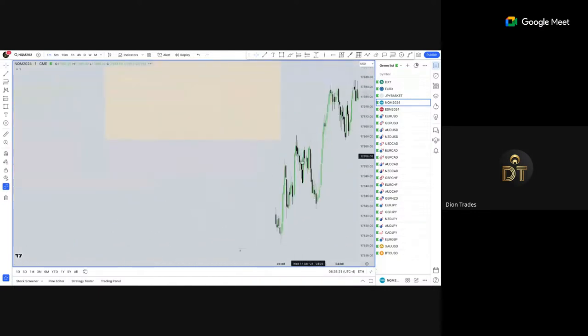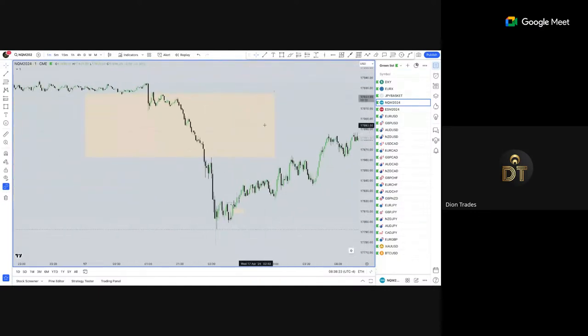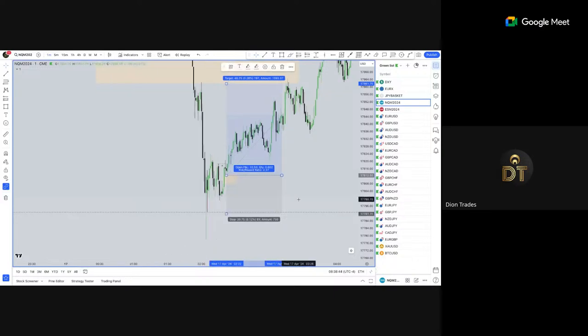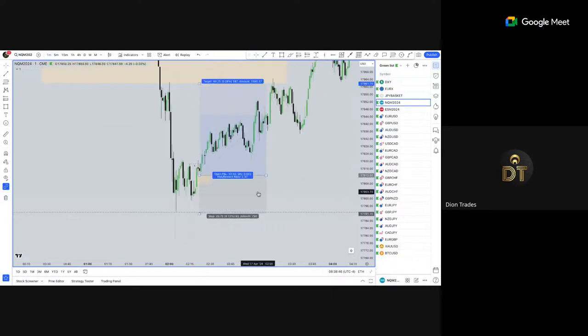So your setup would look like this. Entry at the fair value gap below this low, and target the fair value gap. That gives you a 1 to 1.4, but you should have your stop loss below here, or really low. Whatever you want to target, I would like to target 1 to 2, 1 to 3. This is your school setup.